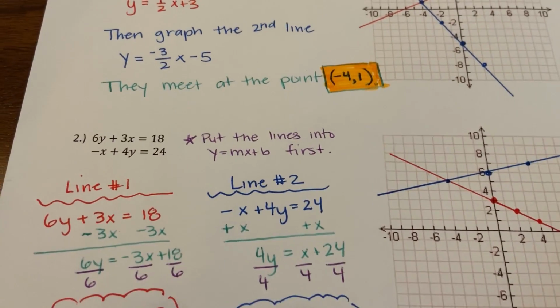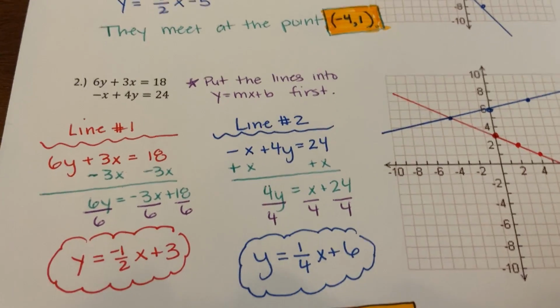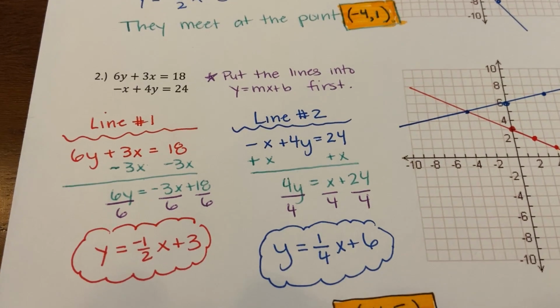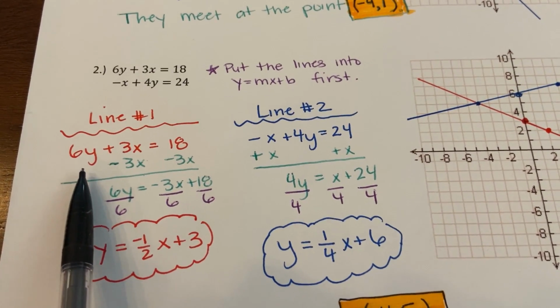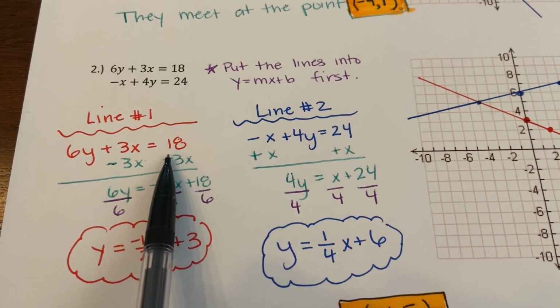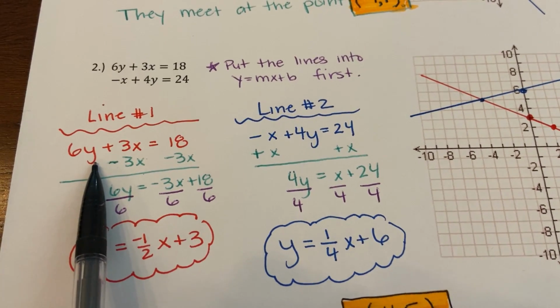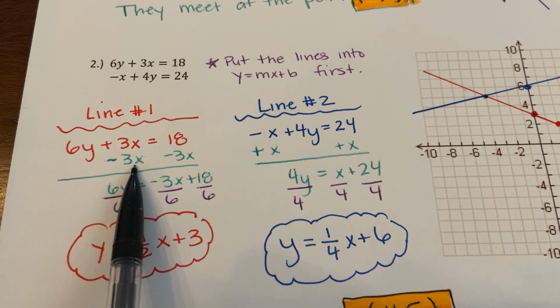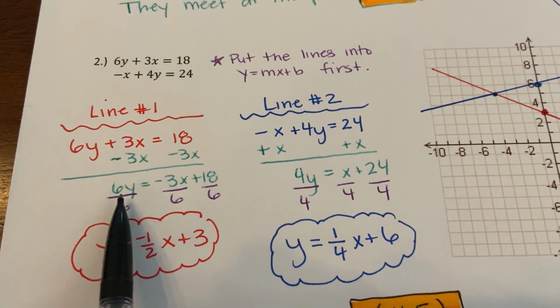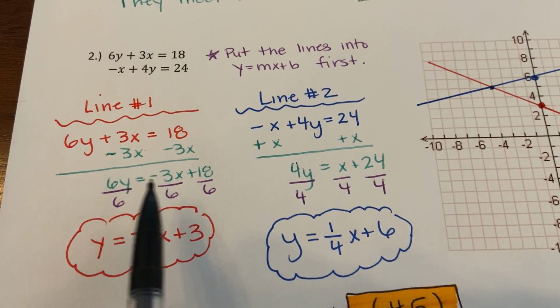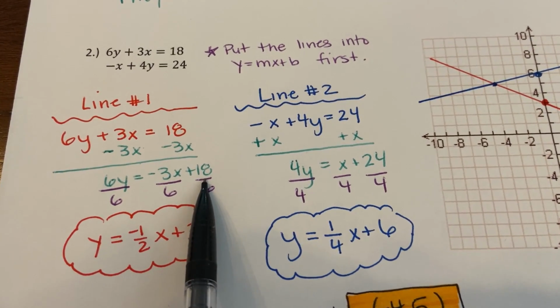Sometimes our lines aren't put in y equals mx plus b, so we have to change them into y equals mx plus b. If I take a look at line number 1, we've got 6y plus 3x equals 18. I have to get y by itself. So I'm going to start by getting rid of the unattached part and subtracting 3x from both sides. That's going to leave me with 6y equals -3x plus 18.